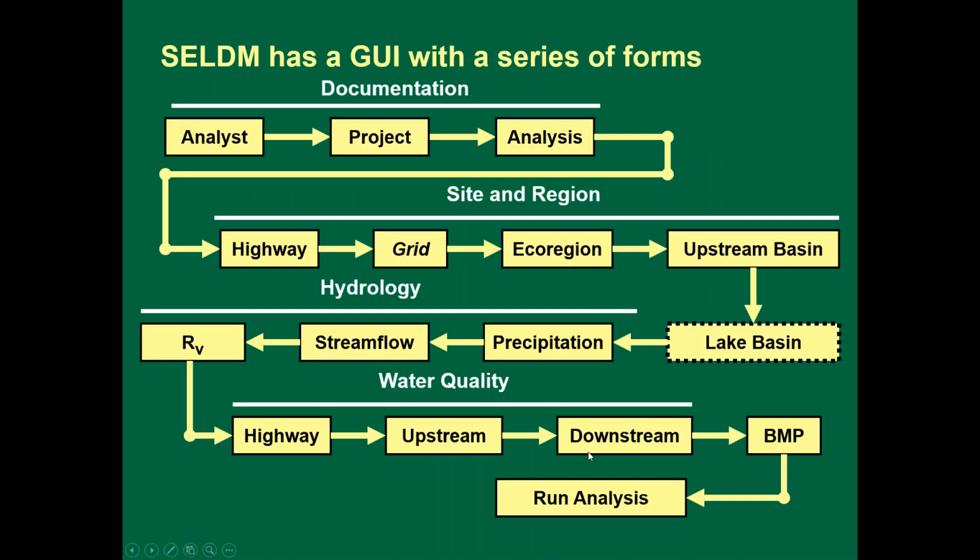As we go through the graphical user interface, we put in that latitude and longitude and highway site characteristics on the highway form, and the latitude and longitude gets us our ecoregion. Then in the upstream basin form, we enter those basic statistics for the basin properties for the upstream basin.